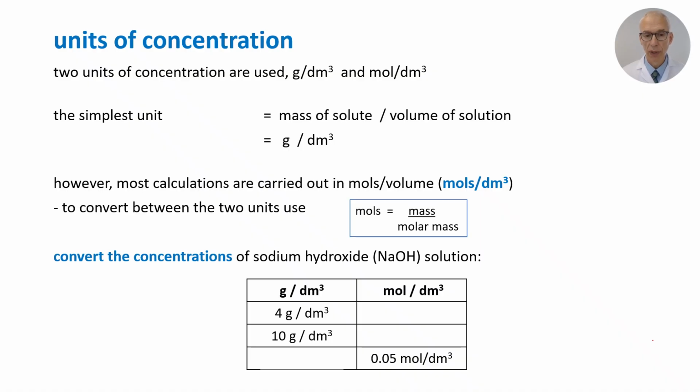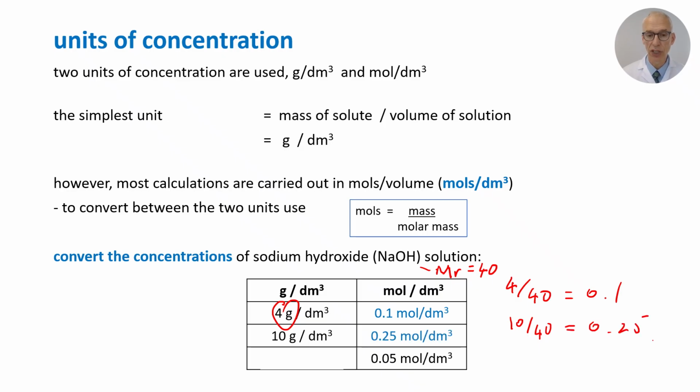Okay, so let's have a look at the first one. Well, we've got 4 grams. We need to convert that into moles. So that's 4 divided by 40. The relative molecular mass of sodium hydroxide is, of course, 40. So that equals 0.1. So our concentration is 0.1 moles per decimeter cubed. The second one, well, that's going to be 10 divided by 40, which is obviously 0.25. So our concentration is 0.25 moles per decimeter cubed.